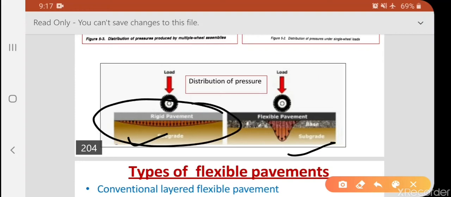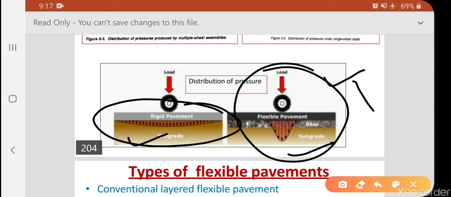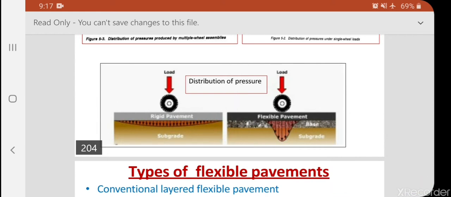Subgrade: if a rigid pavement is provided, there will be less impact. If it is a flexible pavement, the impact will be more. That's why the life span will be less for flexible pavements and more for rigid pavements.